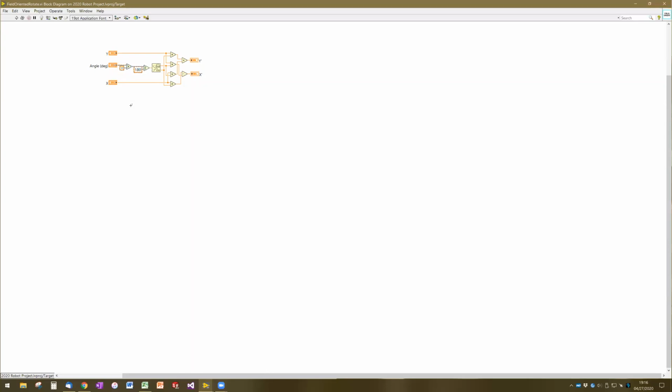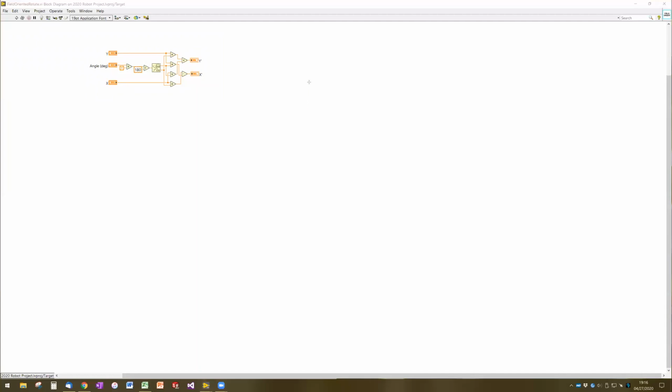We can work it all out if we wanted to, but essentially all it's doing is, if you normally have your X and your Y axis like this, and if your robot rotates so that it's at this angle.